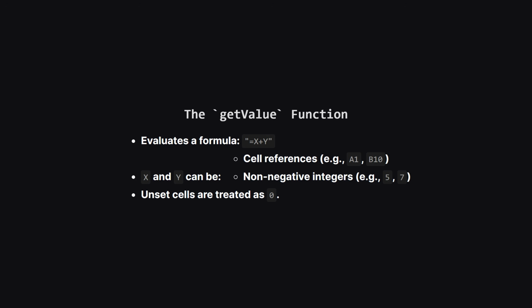Now for the interesting part, the getValue function. This one takes a string that looks like a formula, for example equals x plus y. Here, x and y can be either references to other cells like A1, or they can be simple numbers. An important rule is that if we try to get the value of a cell we've never set before, we just treat it as 0.